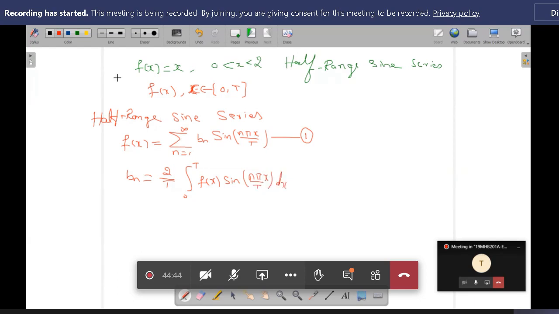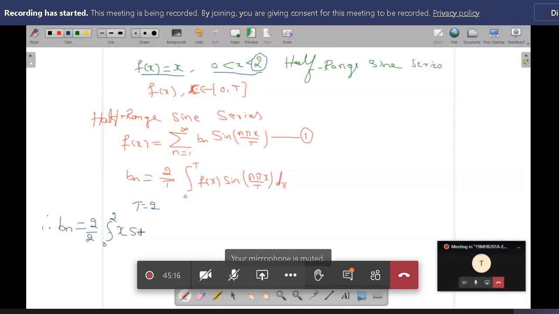With this definition, the given function is f of x equal to x in 0 to t. So here t is 2, and with that I can easily compute bn. Therefore bn equals 2 by 2 integration from 0 to 2 of f of x, which is x, into sine n pi x by 2 into dx. So the 2 cancels, and you get 1.